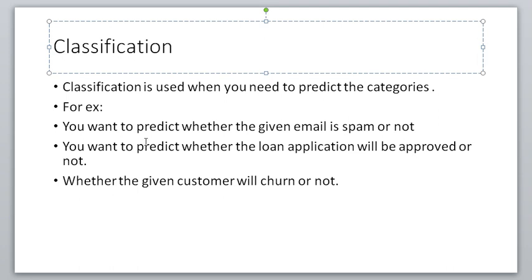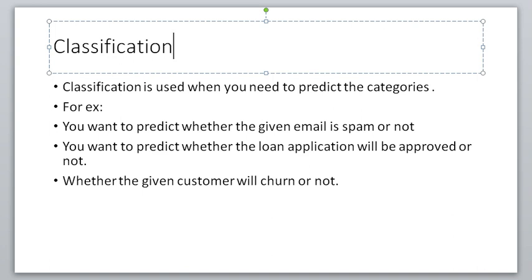The second example is you want to predict whether a loan application will be approved or not. Again, the loan application can be approved or not approved, so it again has two classes, and you have the past data. Given the past data, you want to learn a model which can predict whether a loan application will be approved in future or not. Now you want to predict whether a given customer of a certain company will churn or not, meaning whether the customer will come back or not. This is again a classification problem.